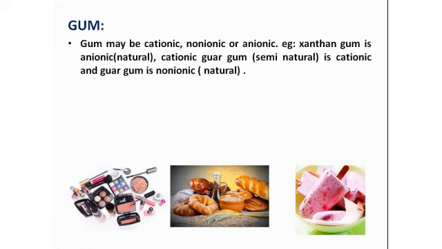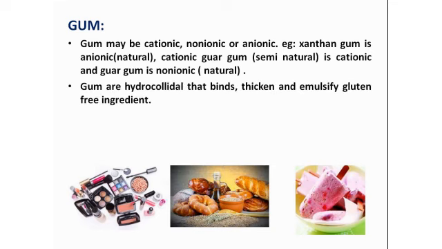So gum may be cationic, non-ionic or anionic. Example is your xanthan gum. It is an example of anionic and it is natural. Cationic gum is the guar gum. It is cationic guar gum, these are semi-natural, right? And guar gum is also non-ionic, which is the natural one. So natural guar gum is non-ionic, semi-natural guar gum is cationic. An example of anionic gum is the xanthan gum.